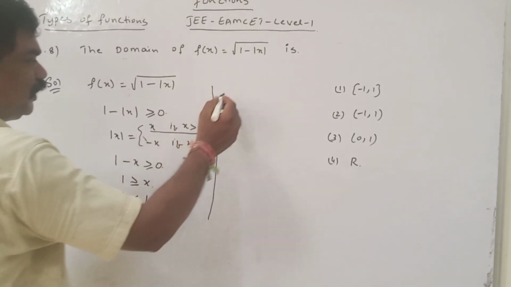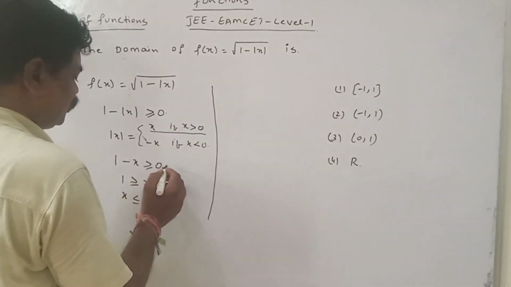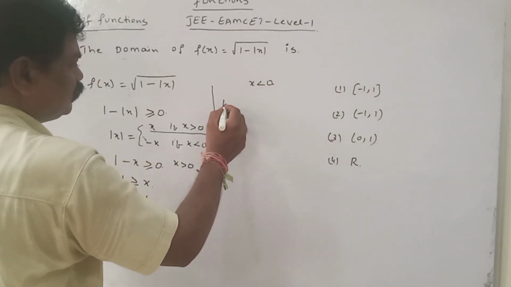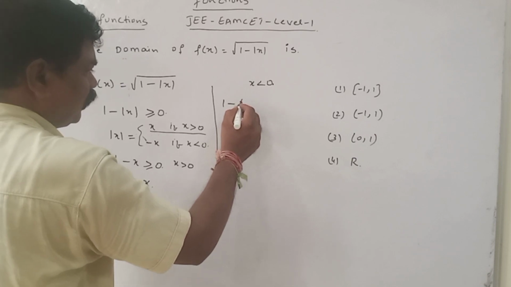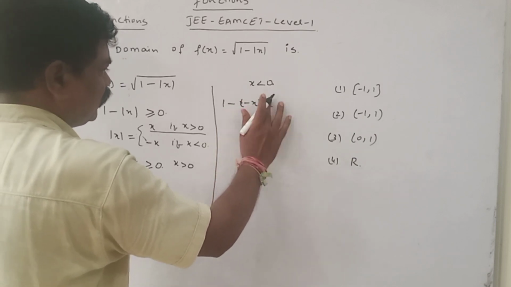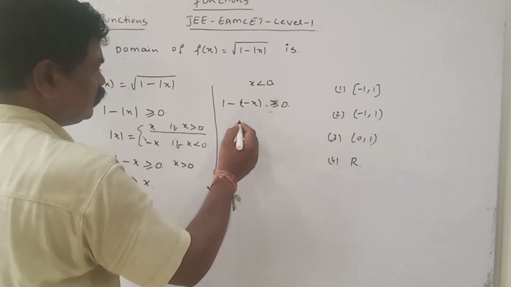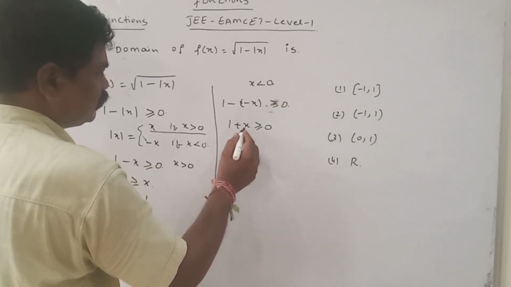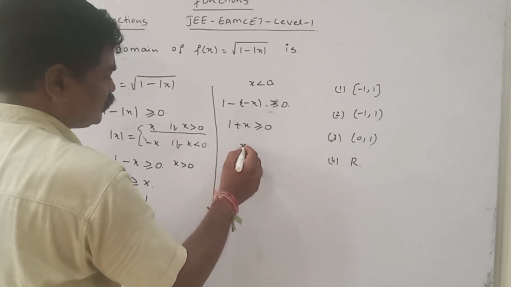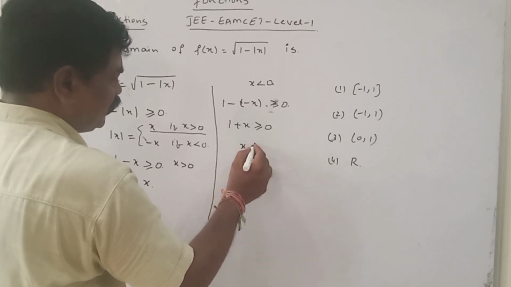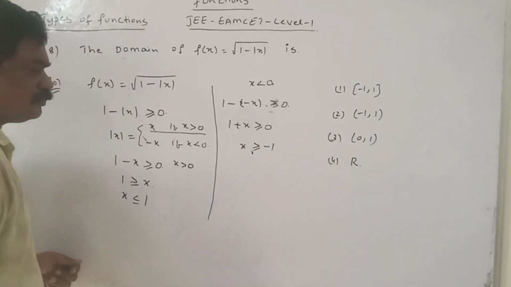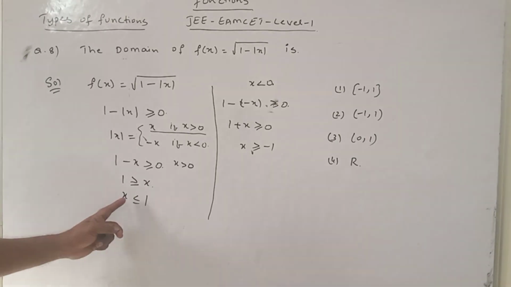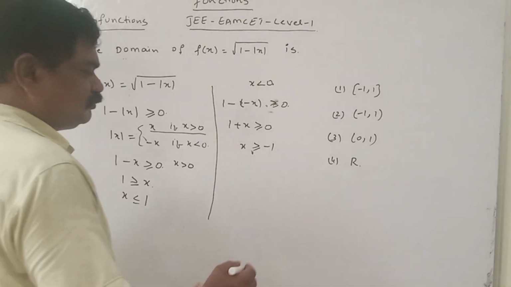Next, if you take x less than 0, then 1 minus mod x becomes 1 plus x, which should be greater than or equal to 0. That is, x is greater than or equal to minus 1. Here x is less than or equal to 1.